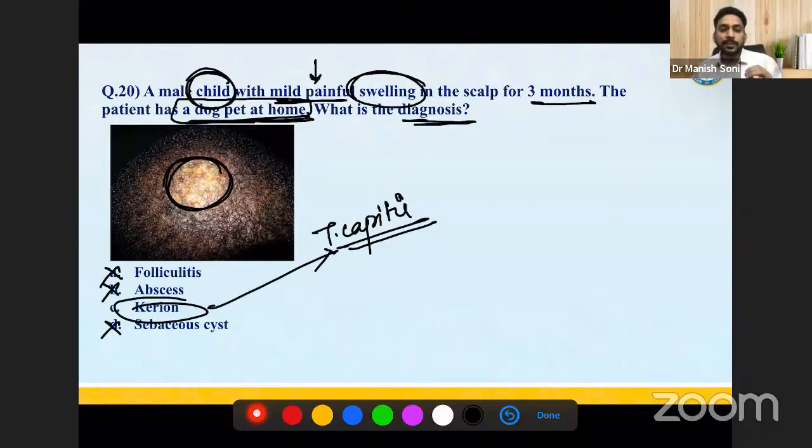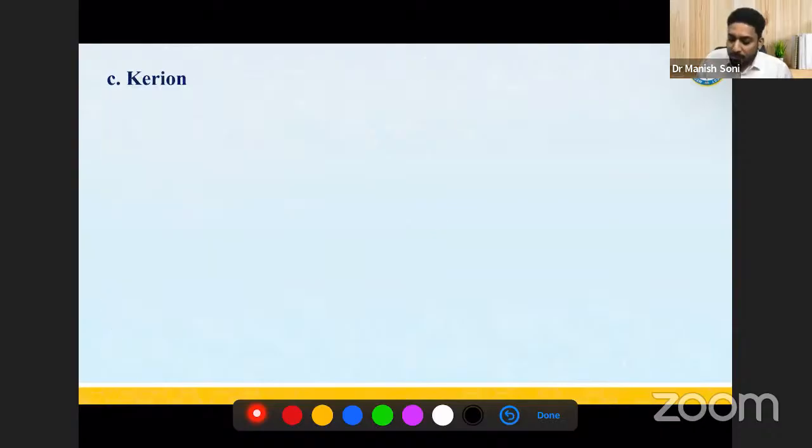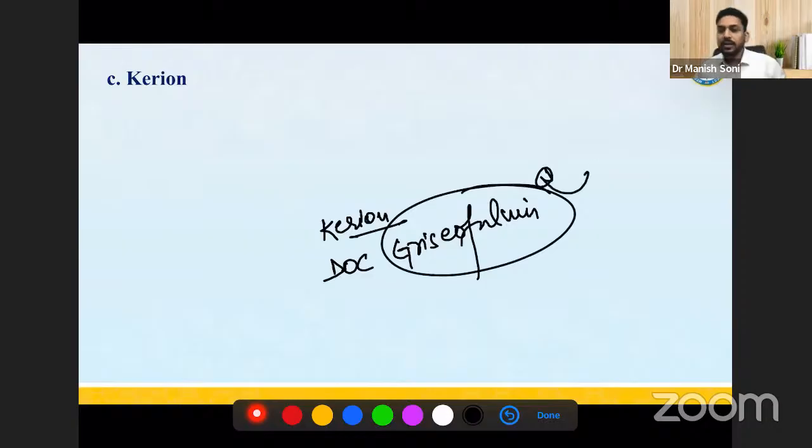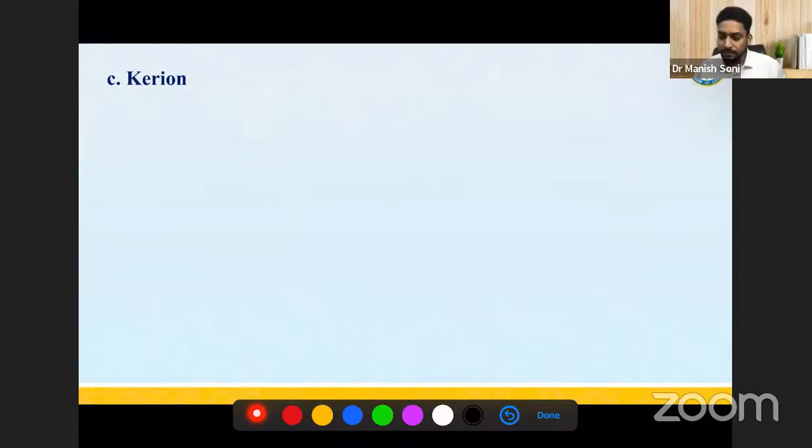So these are zoophilic species which have come from the dog to the child, and that's why this has caused this painful swelling over scalp. So this is a case of kerion. And remember, in kerion, the drug of choice is griseofulvin. Griseofulvin is the drug of choice. Okay, so very important question. Already questions have been asked on kerion, so remember this point.